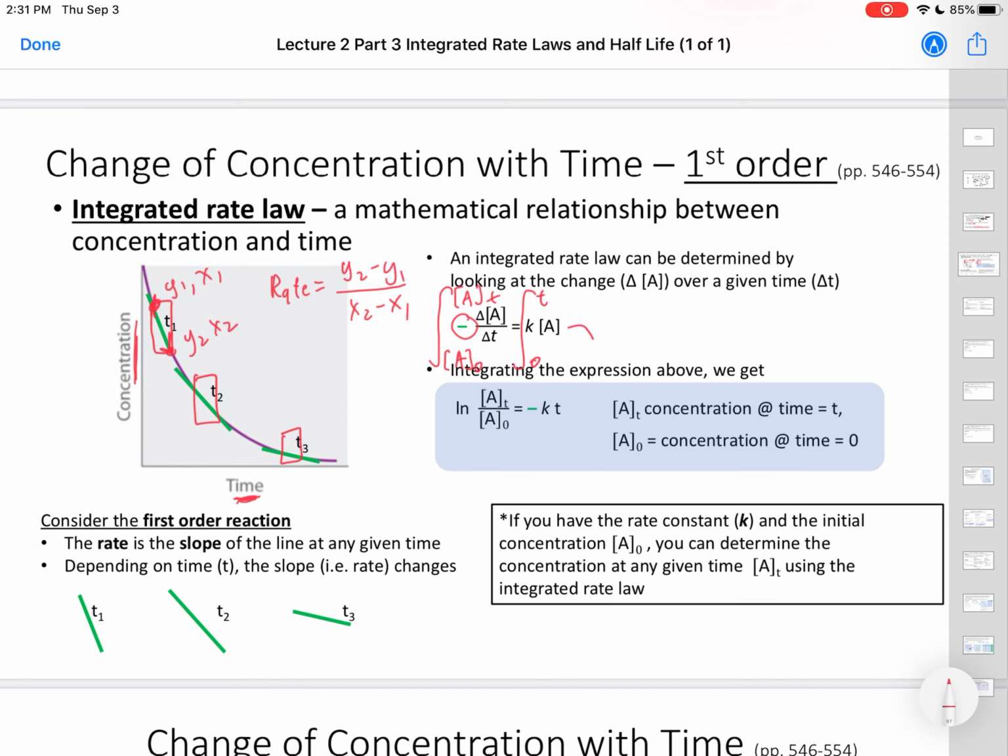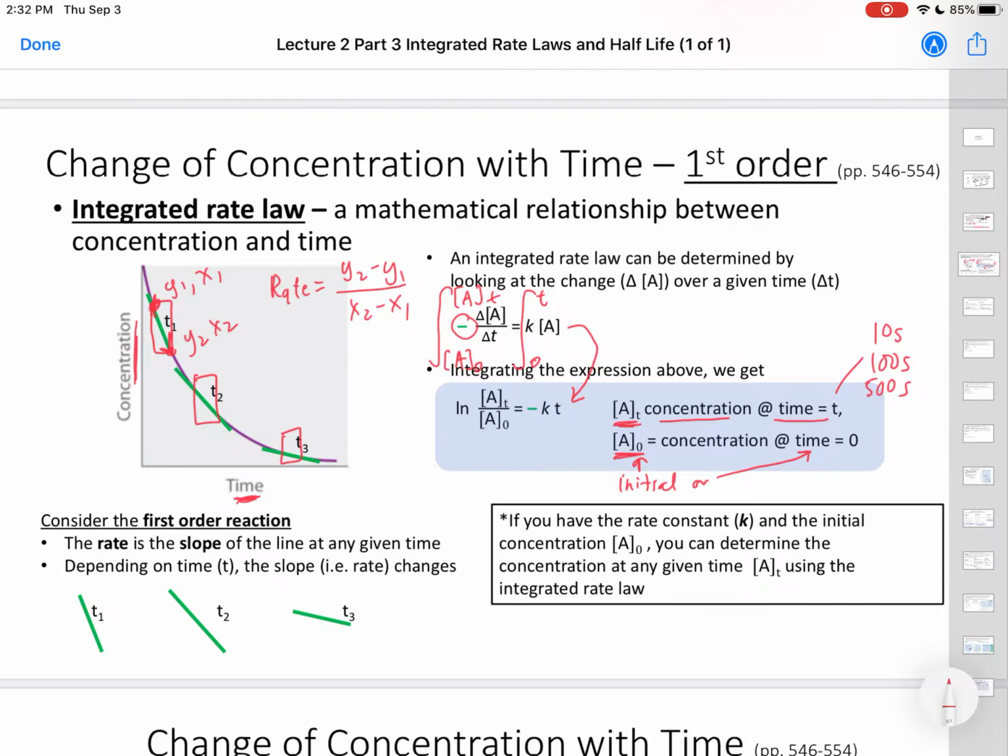If you do the calculus all the way through, and if you would like to see how that is done, you can look in the book. The book walks you through it in the margins. You end up with this equation: ln of A of t over A of 0 equals minus kt, okay? A of t tells you what is the concentration at time t, and t can be 10 seconds, it can be 100 seconds, it could be 500 seconds, wherever it is in terms of your progress in the reaction, okay?